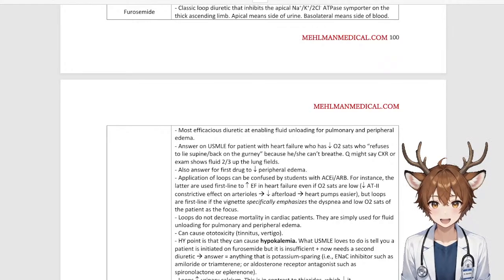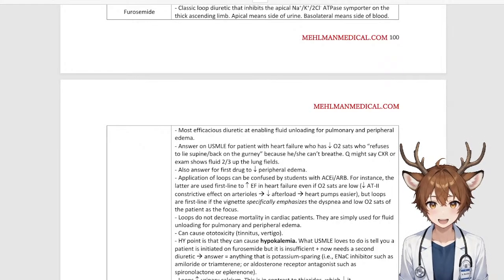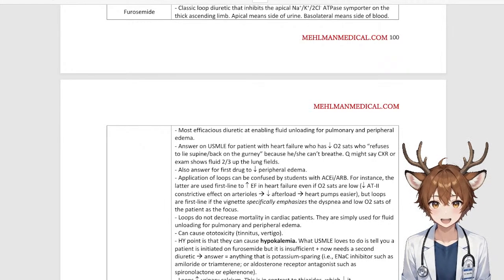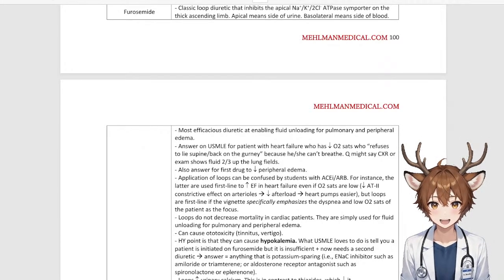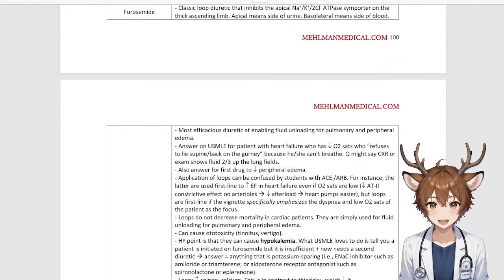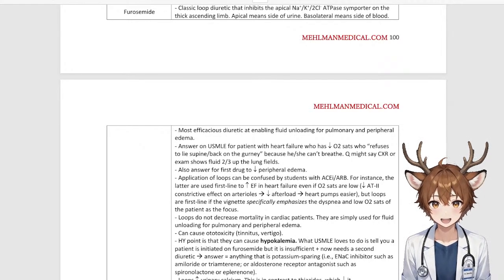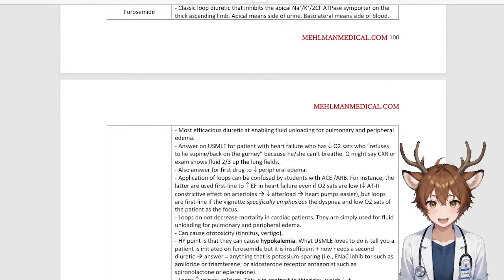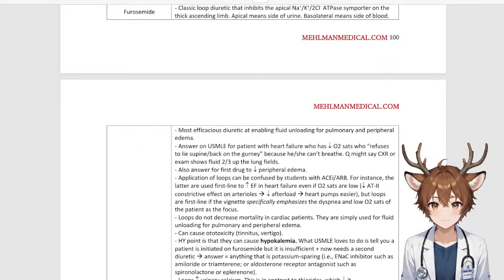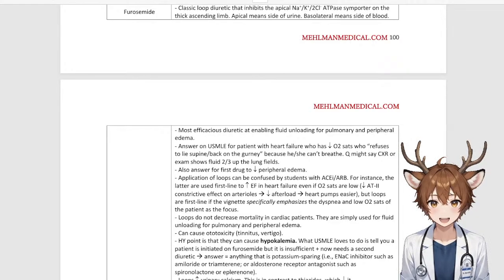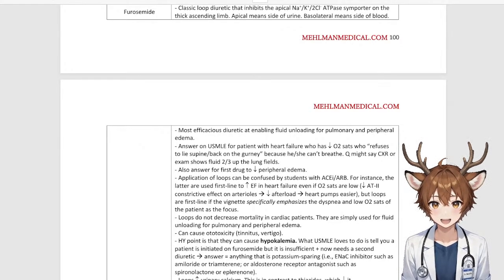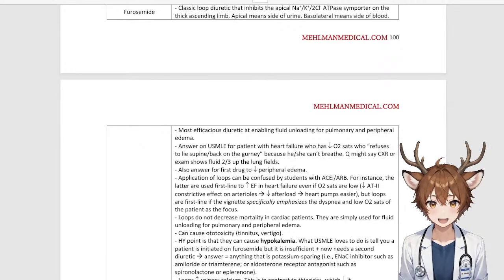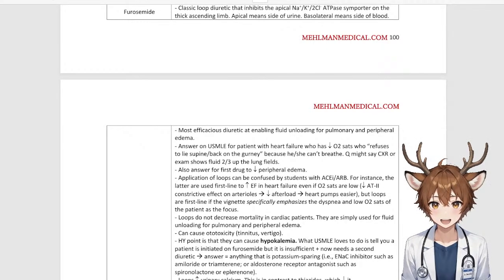Loops do not decrease mortality in cardiac patients. They are simply used for fluid unloading for pulmonary and peripheral edema. They can cause ototoxicity like tinnitus and vertigo. High yield point is that they can cause hypokalemia, low potassium. What USMLE loves to do is tell you that a patient is initiated on furosemide, but it is insufficient, so now they need a second diuretic. The answer should be anything that is potassium sparing. That is to say, ENaC inhibitors such as amiloride or triamterene, or aldosterone receptor antagonists such as spironolactone or eplerenone.